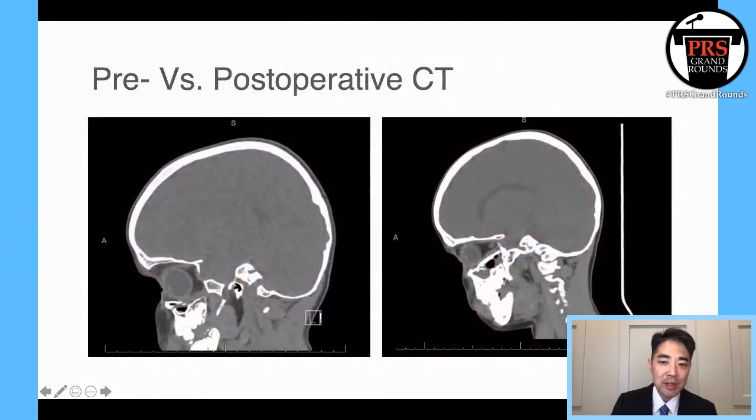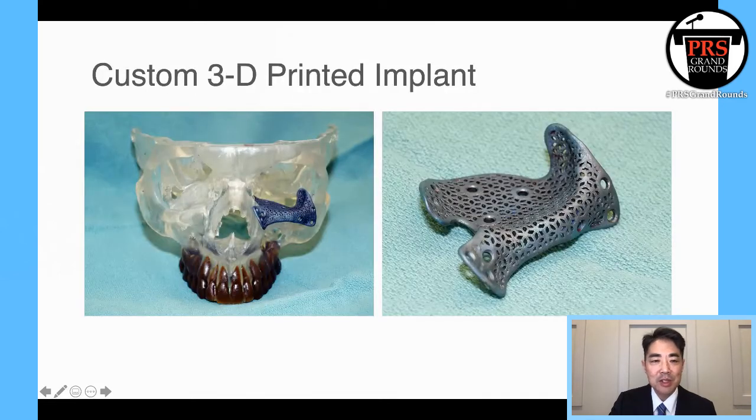And there's a restoration here. On the left is the preoperative CT scan. You can see that the eyeball is retro-displaced as well as inferiorly displaced, or hypophthalmic, versus on the right side, the completed reconstruction, which is in the correct position, with the eyeball in the correct position.